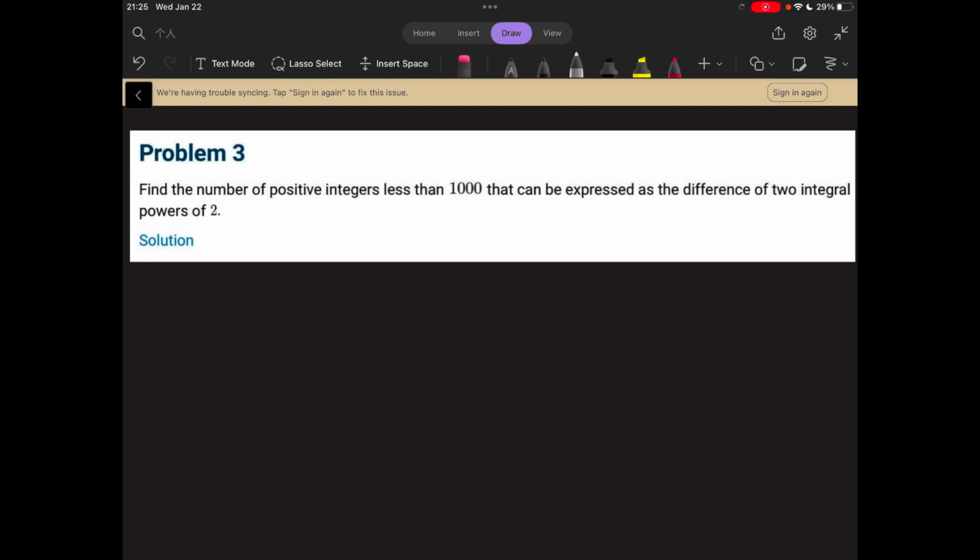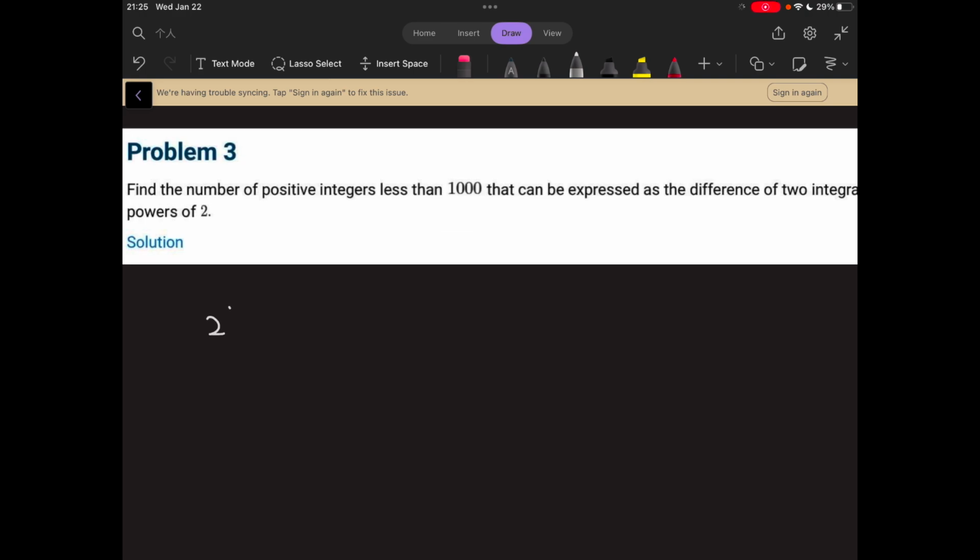Now here, we want to find any positive integers less than 1000 that can be expressed as the difference of two integral powers of 2, which is 2^a minus 2^b. Now, first of all, we have to find a range for a and b. At the very start, we notice that if a equals b, then this is gonna give us 0, which is not a positive integer, so that doesn't count. So, a is gonna be bigger than b.